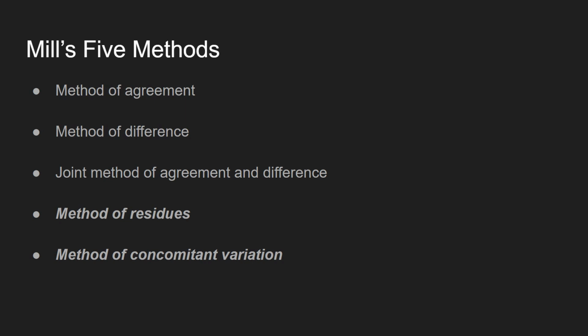So in his System of Logic, which I just mentioned there, Mill discusses these 5 methods: the method of agreement, the method of difference, the joint method of agreement and difference, the method of residues, and the method of concomitant variation, and these are used for identifying the causal connections between events.